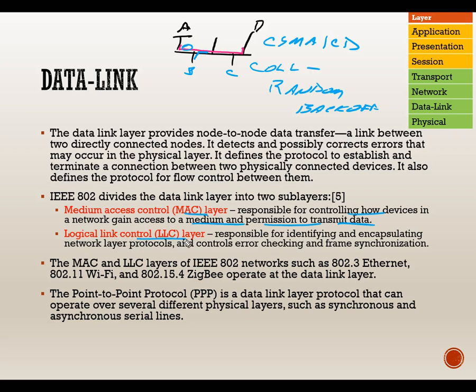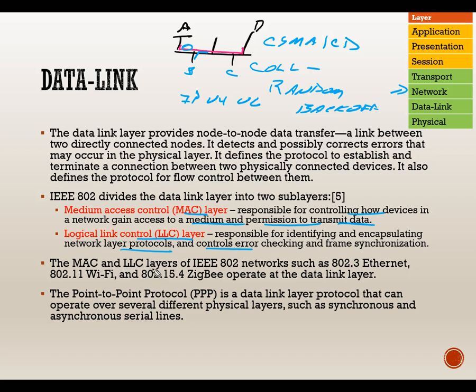The logical link control, LLC layer, identifies and encapsulates network layer protocols and controls error checking. You notice that the network layer is above here. At this point in time we're really only using one network protocol, which is IP. Actually, we're using two now, right? IPv4 and IPv6. So think of it as a conduit from the data link layer to the network layer. It sends the data to the proper network as the proper network layer protocol.